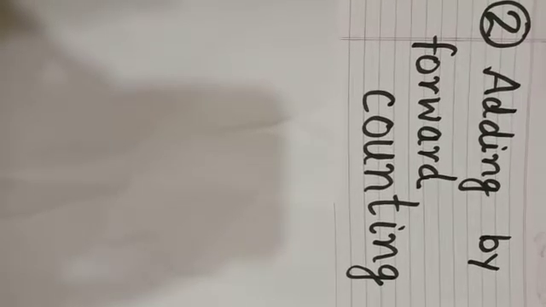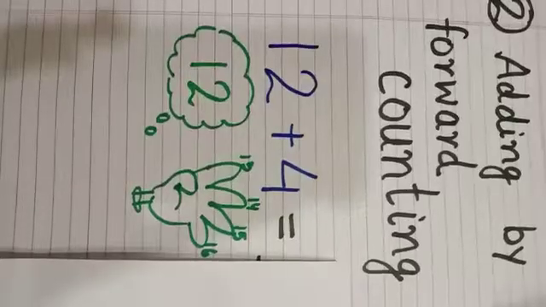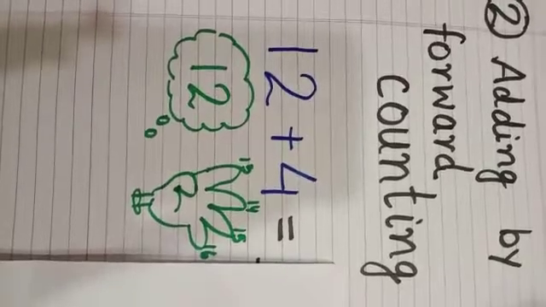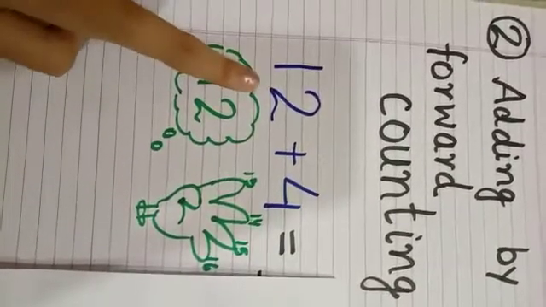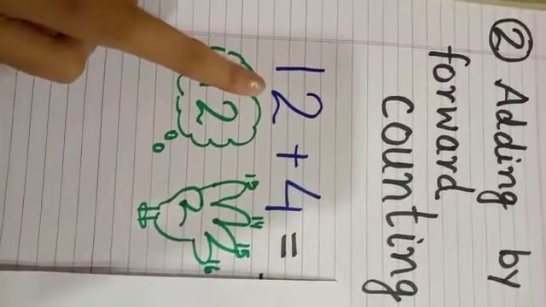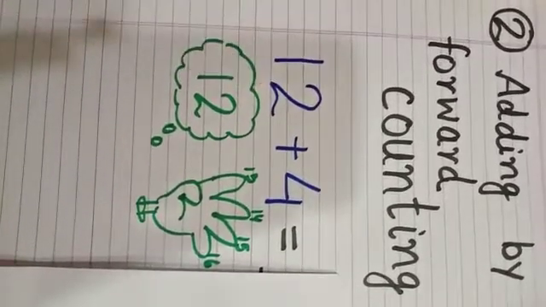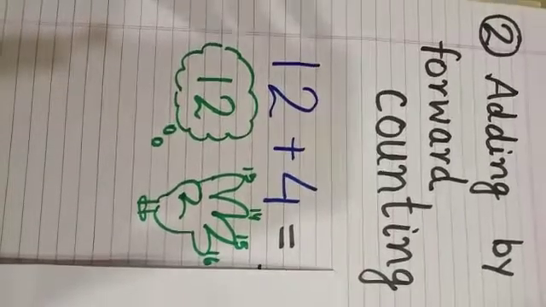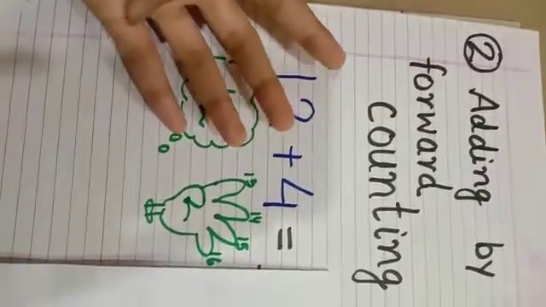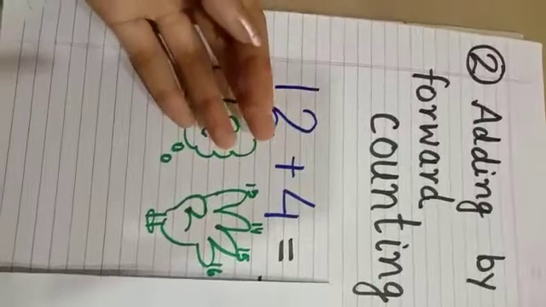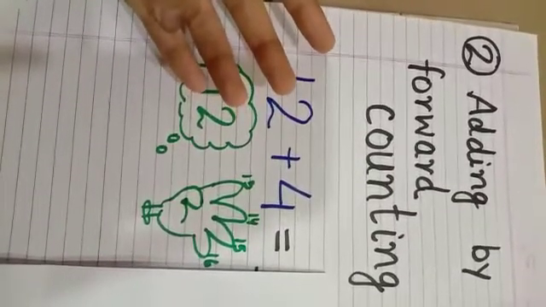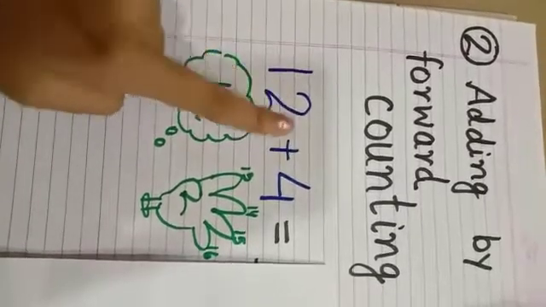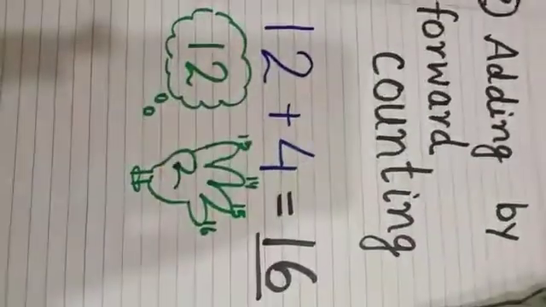The next process to do addition is adding by forward counting. For example, if we have to add 12 and 4, the greater number in 12 and 4 is 12. So, we will keep 12 in mind and open remaining fingers, which is 4, and count after 12. 13, 14, 15, 16. Therefore, 12 plus 4 makes 16.